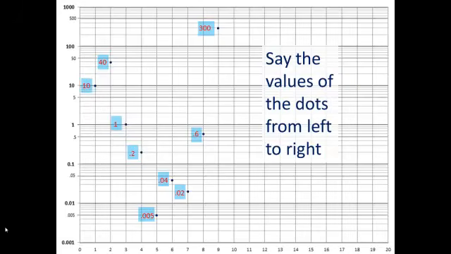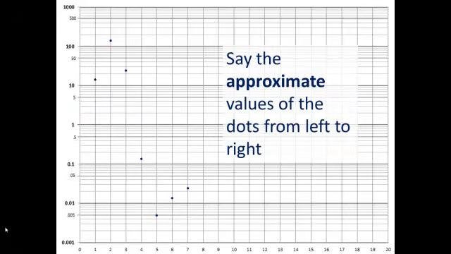Let's go on to something a little bit more advanced. So in this one, we're going to say the approximate values of the dots from left to right. And you can see in the very first example that we have, the dot is not actually on a line that's horizontal. So how do you say it? Well, it's in between the 10 line and the 20 line. It's about halfway between. So what's halfway between 10 and 20? If you said 15, you've got it.